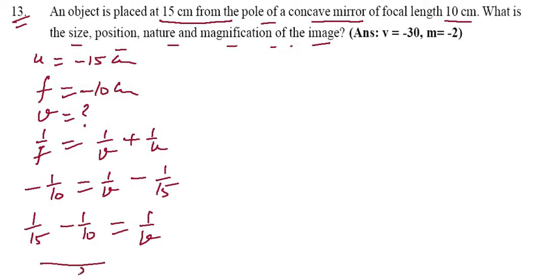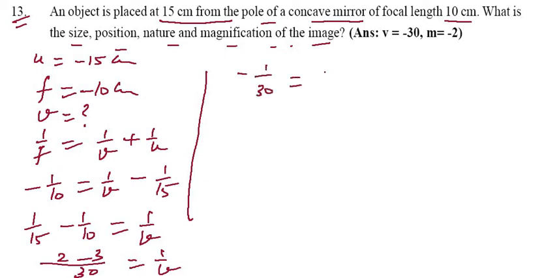Now taking the LCM, it is 30. So 15 twos are 30 and 10 threes are 30. So 1 upon V, that means it is minus 1 upon 30 is equal to 1 upon V. So V will be equal to minus 30 centimeters. It is your first answer.